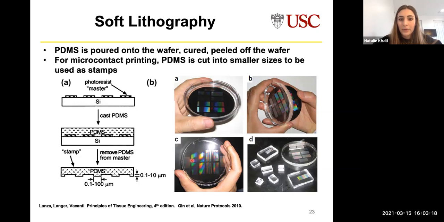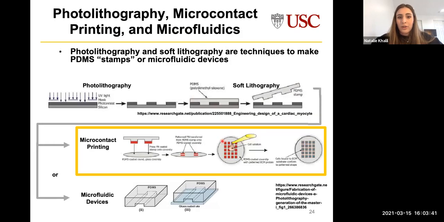And in this example, when we're looking in C just at the PDMS replica, you can see that light is refracting off of these tiny features that are on the surface of the PDMS. So the features have been transferred to PDMS here. And then in D, we're just cutting out these 8 different stamps for use in the next part of lecture, which is called microcontact printing.